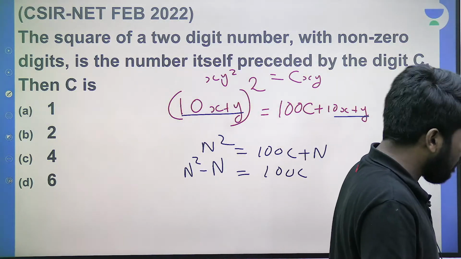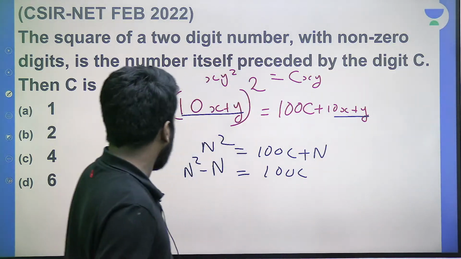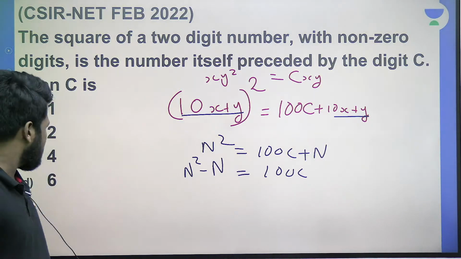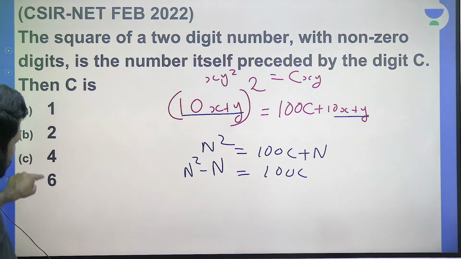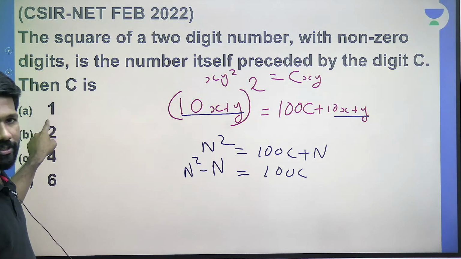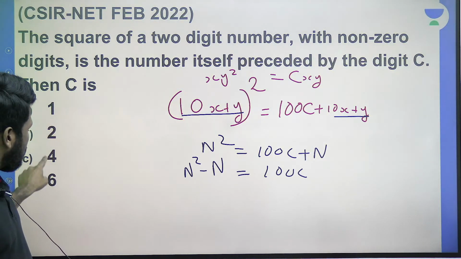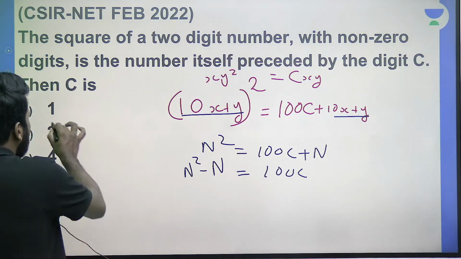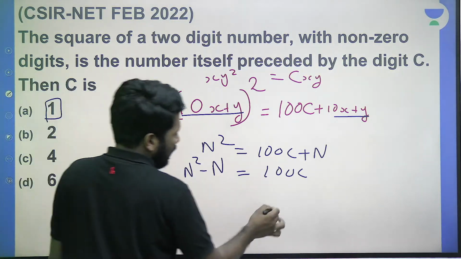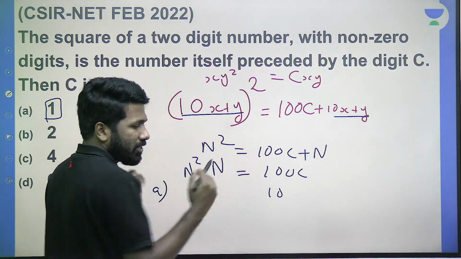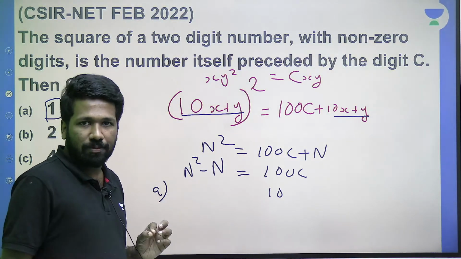100c means a multiple of 100. Listen very carefully. How to reach the answer faster, that is what I am explaining. The possible values of C are given as A, B, C, D, because C is what the question asks. C is 1, 2, 4, or 6 - which is correct? Direct method and elimination by substitution method combined.